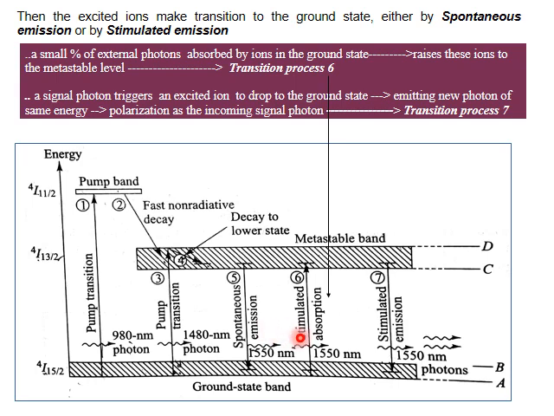Okay. So next one you can see, transition process 7. A signal photon triggers an excited ion to drop to the ground state. Here you can see they are coming back to the ground state, emitting a new photon of the same energy. This is important. They are so powerful that they bombard and collide, and after colliding they liberate a new photon of the same energy. That is actually called polarization. It is going to result in polarization.